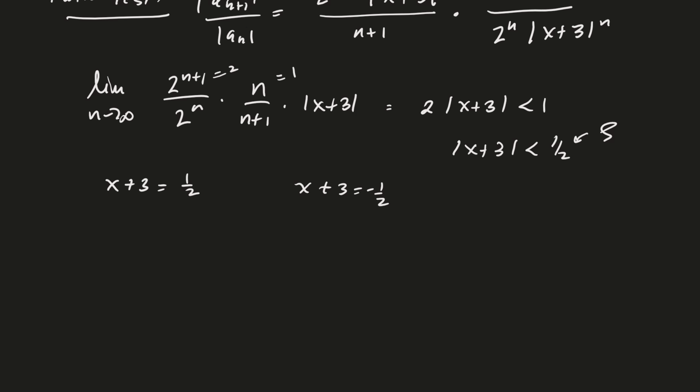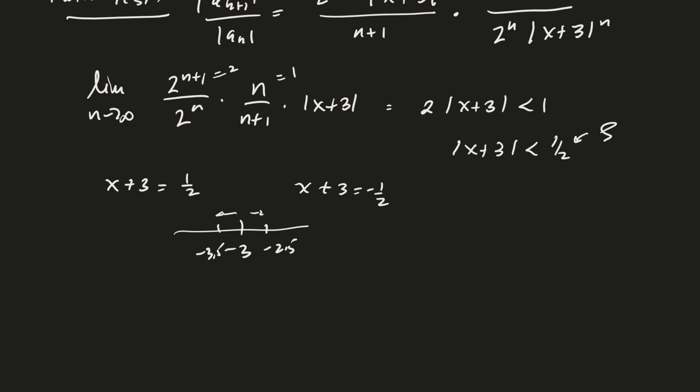And so here, maybe we'll put a quick number line. Our series is centered at minus 3, right? And you go 1/2 unit either way. How do I want to write that? Minus 2.5 and minus 3.5.